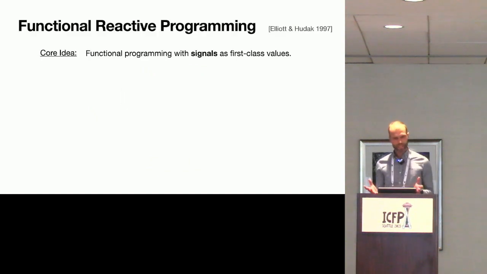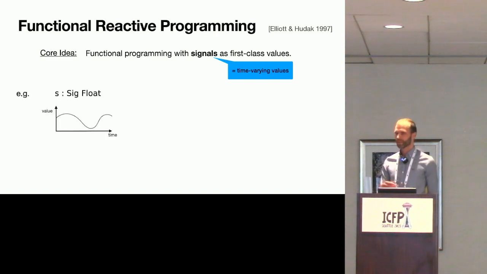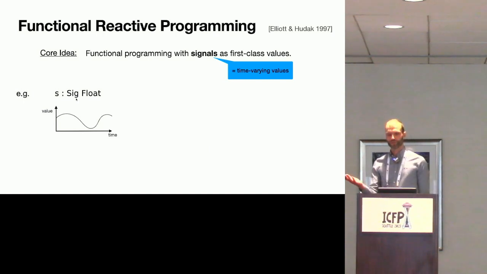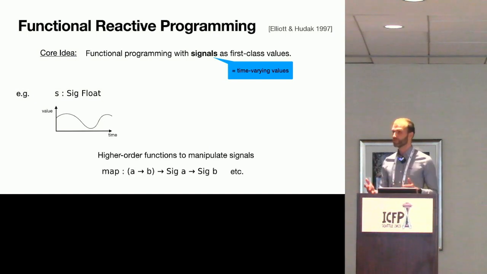So the core idea of functional reactive programming is that we want to do functional programming with signals as first-class values. You can think of these signals as time-varying values that we want to manipulate. Really think of them as denoting a function from time to values. Like this here, the signal of floating point numbers is really a function from time to floating point numbers, right?